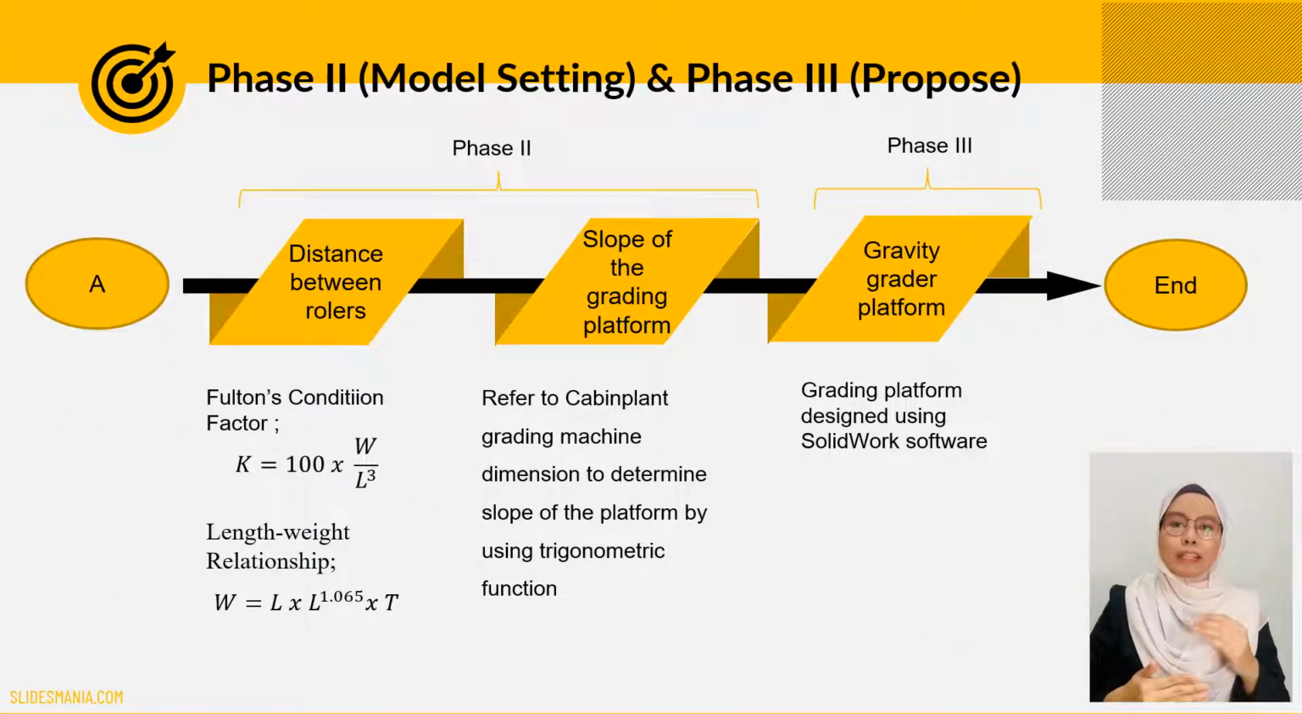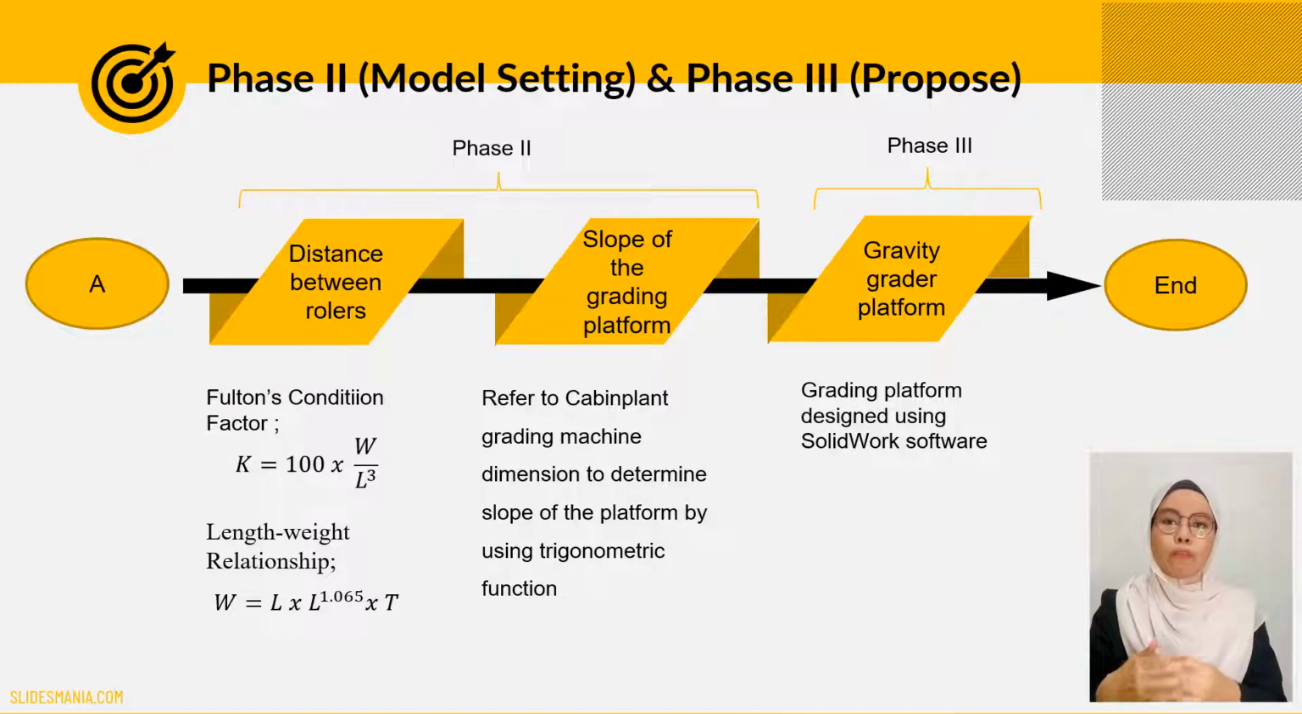Phase 2 is model setting to determine the distance between the rollers and the slope of the grading platform. The distance between the rollers is determined using the equation of Fulton's condition factor. The thickness or thinness of a fish in relation to its length is referred to as its condition. A fish with a high condition factor is considered to be big. A skinnier fish may be treated as a smaller fish. To obtain the thickness of the fish, the length-weight relationship is applied in the next equation.